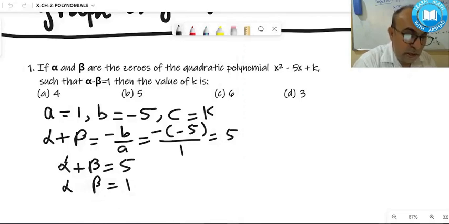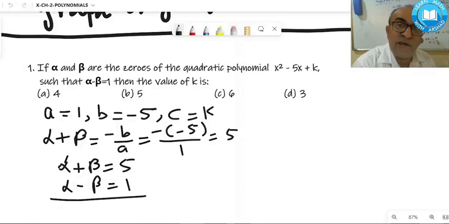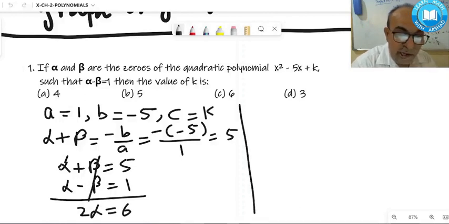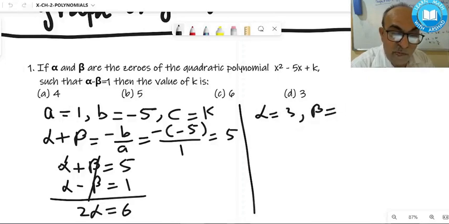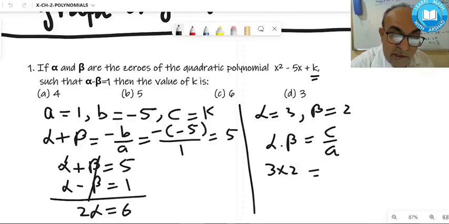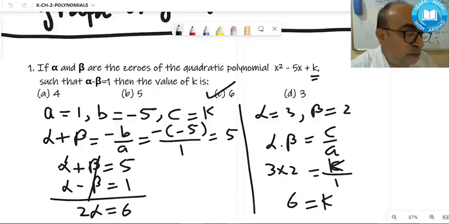If you solve these two equations, you already did it using pair of linear equations. Using the elimination method, beta cancels, 2 alpha is 6, and then alpha equals 3. If you substitute the value of alpha here, alpha plus beta is 5, so beta will be 2. Now c equals k, so alpha into beta, the next relation, is c by a. So alpha into beta, 3 into 2, c means k and a means 1, so 6 equals k, so c bit is the correct answer.